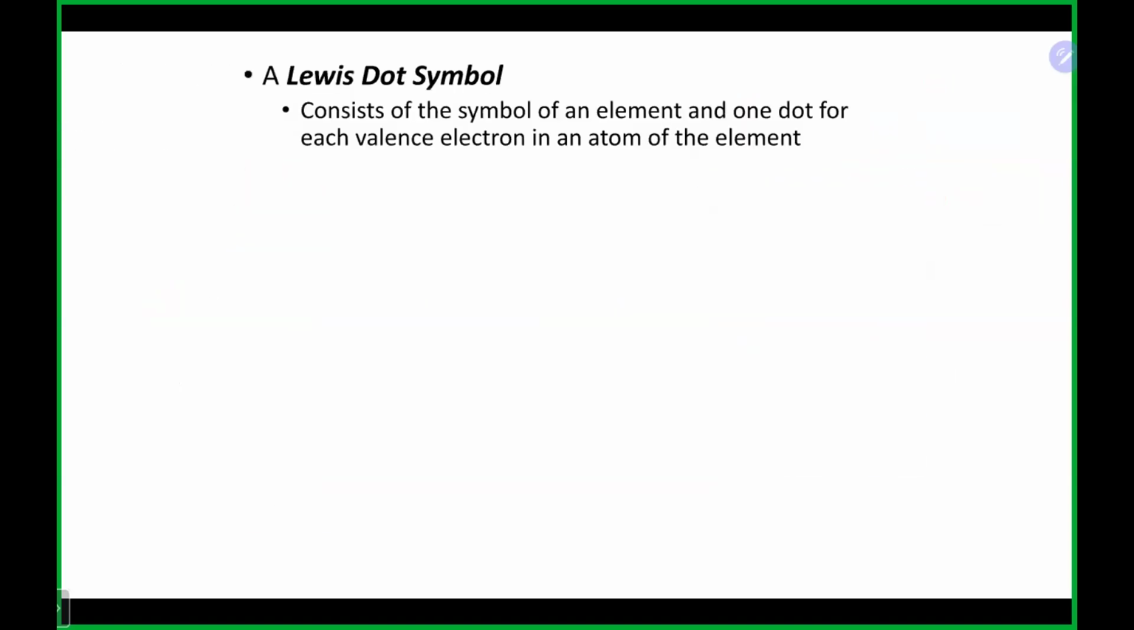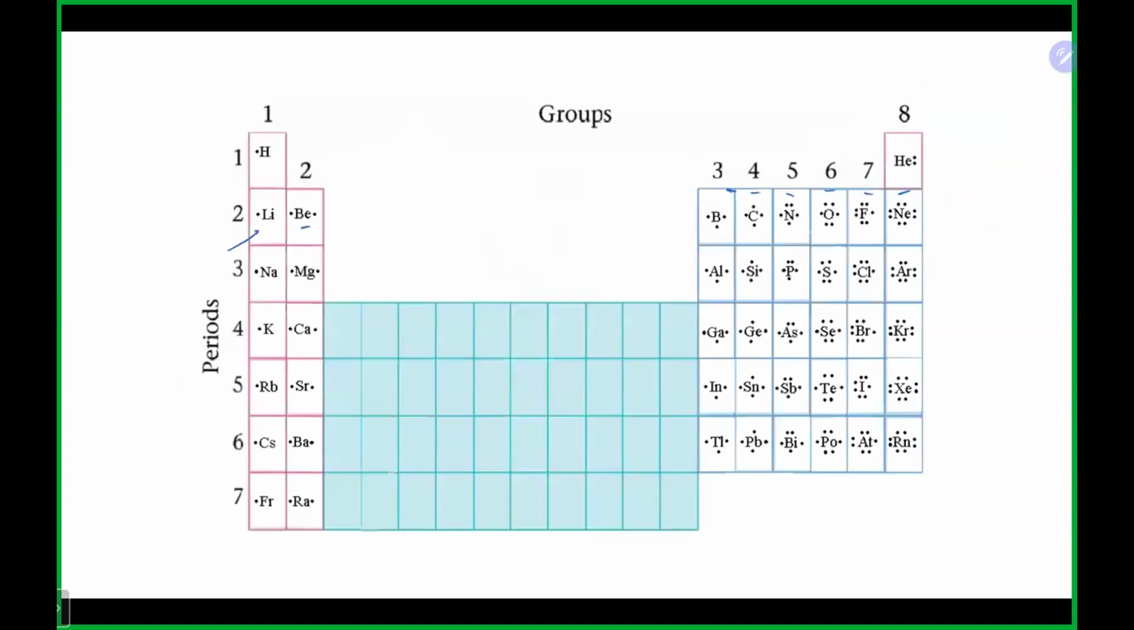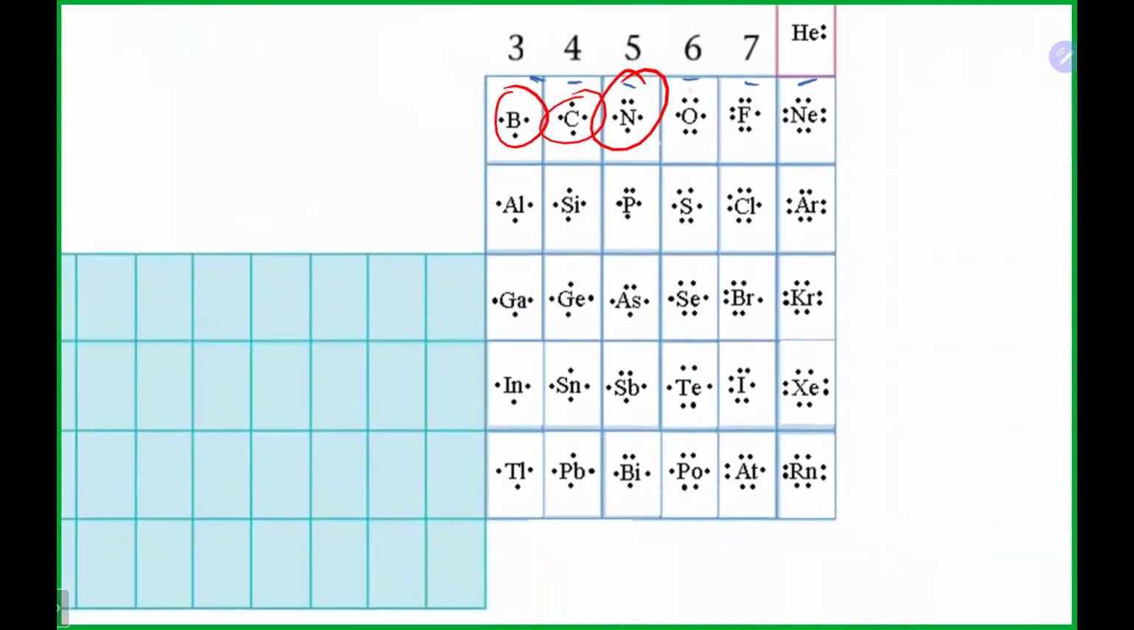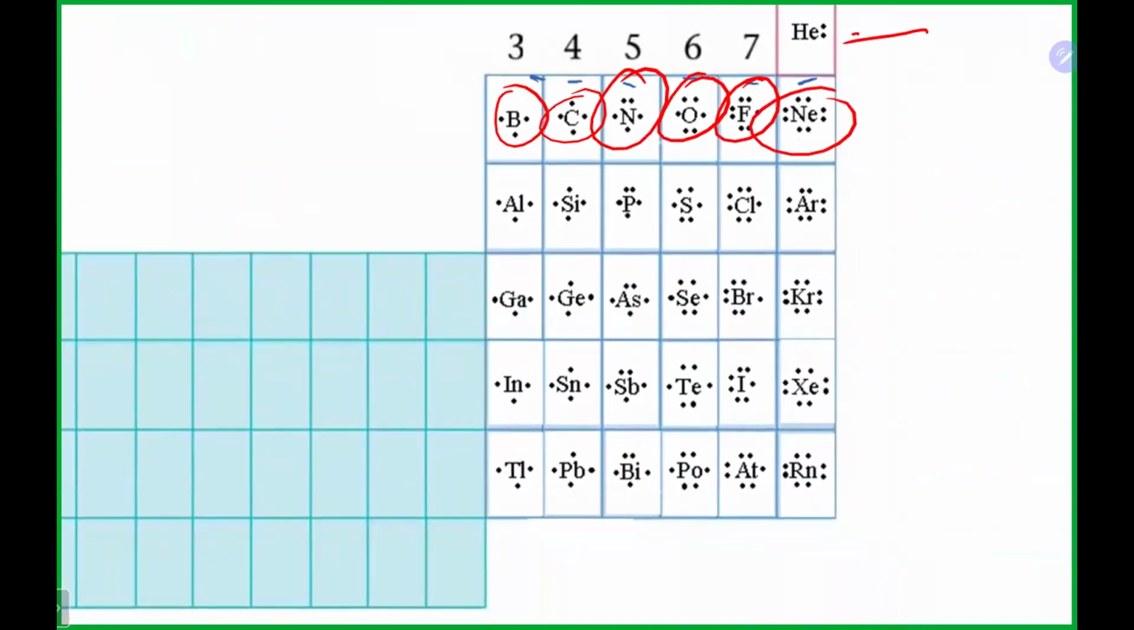So as I mentioned before, we use our symbol and one dot to represent each of the valence electrons. So here is an example of some of our Lewis dot symbols for our representative elements. You can see everybody here in group 1 has 1 valence electron, 2 valence electrons, 3, 4, and following it through, 5, 6, 7, and 8. Once again, helium only has 2.